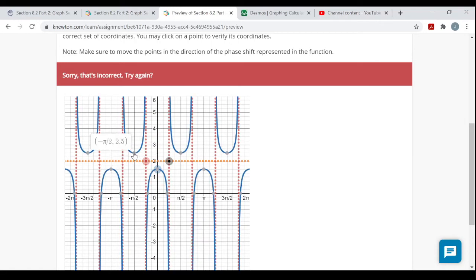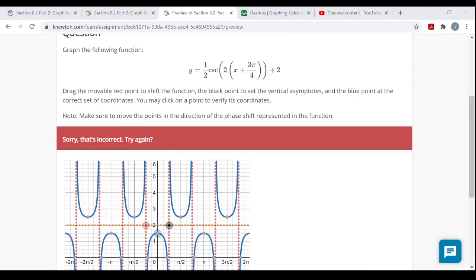What's wrong here? This is negative pi over 4, 2.5. Negative pi over 2, 2.5. Alright, I'm going to read into this and see where I messed up. Sorry. Alright, so I think I know where I went wrong. It says make sure to move the points in the direction of the phase shift. So the phase shift would be at, I remember how I said start at negative 3 pi over 4.